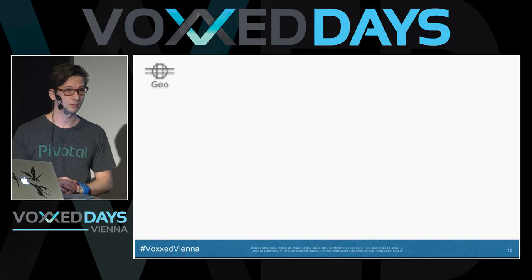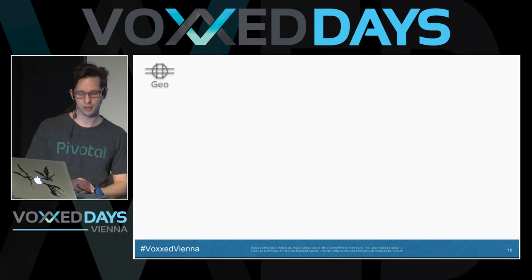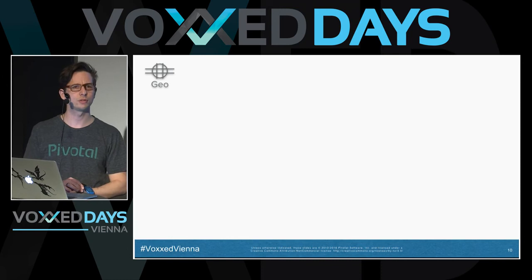The Geo commands, those have been added in the 3.2 version, so if you happen to use it, by the way, anyone using Redis in here already?